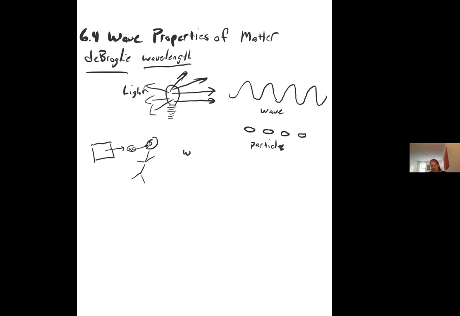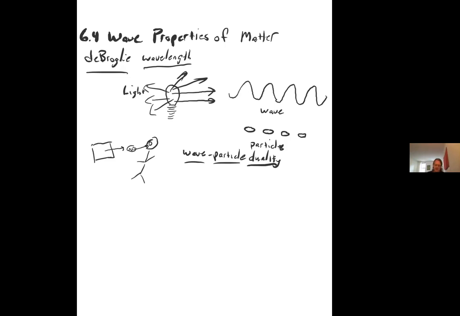So we call this phenomenon wave-particle duality. Duality meaning that it's both, right? It exists as both, depending on the circumstances. So under some circumstances, it behaves like a wave. In other circumstances, it behaves like a particle, okay?